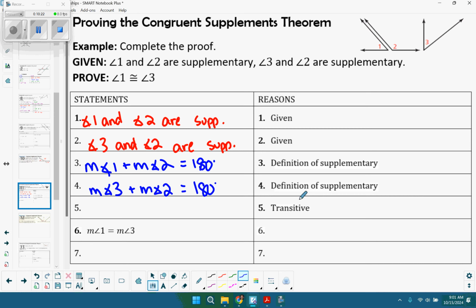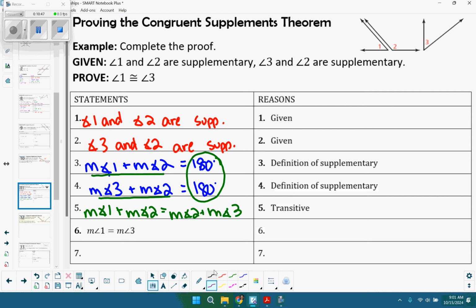And in the next step, it says they want us to use the transitive property. And if I look at the two steps above it, both equations were equal to 180. So I can now take the leftovers and say that those are equal to each other. So that would be measure of angle 1 plus measure of angle 2 equals measure of angle 2 plus measure of angle 3.